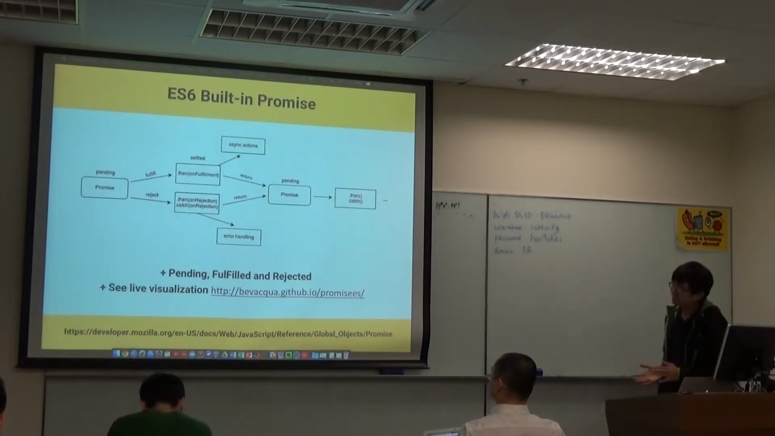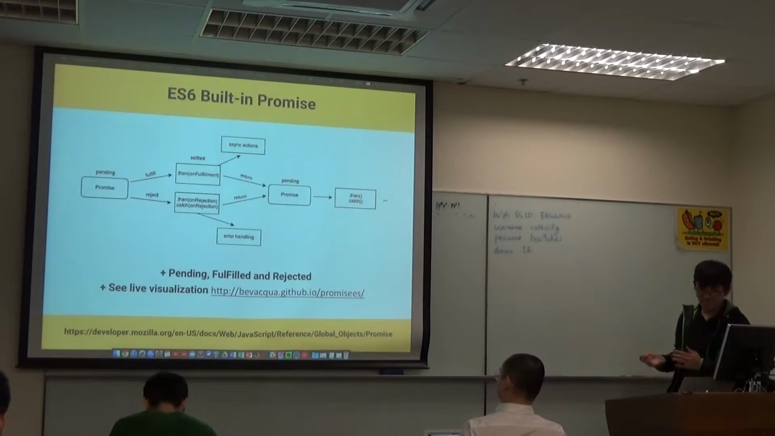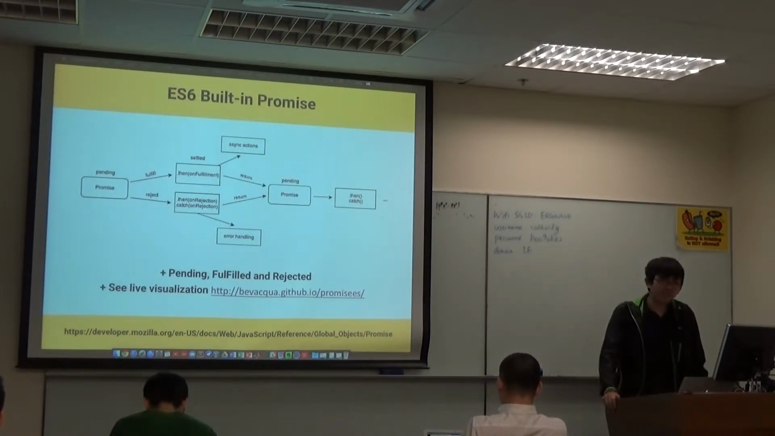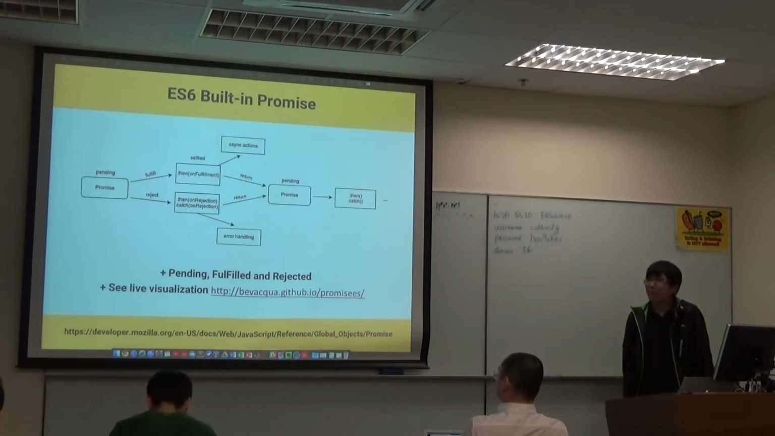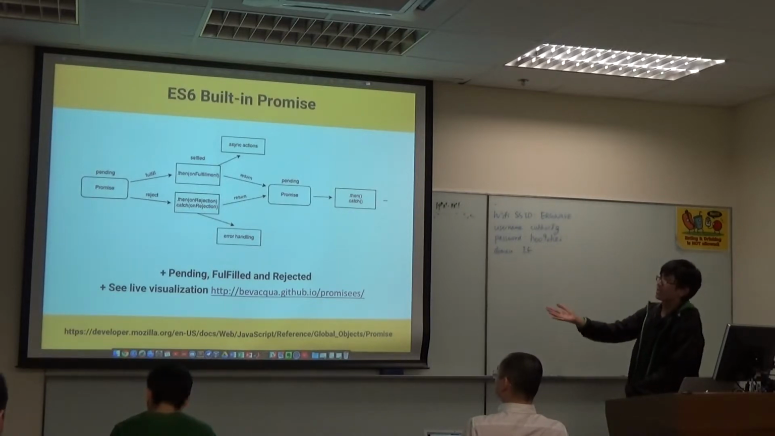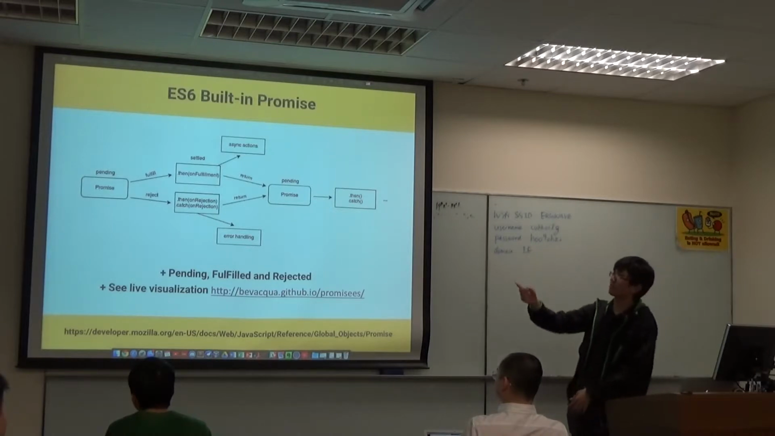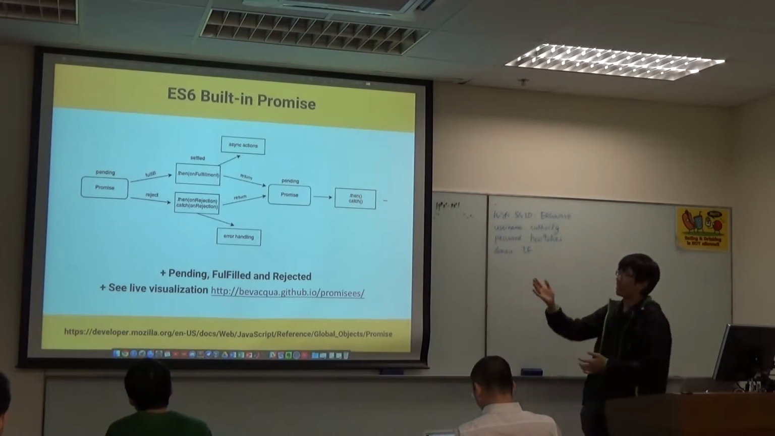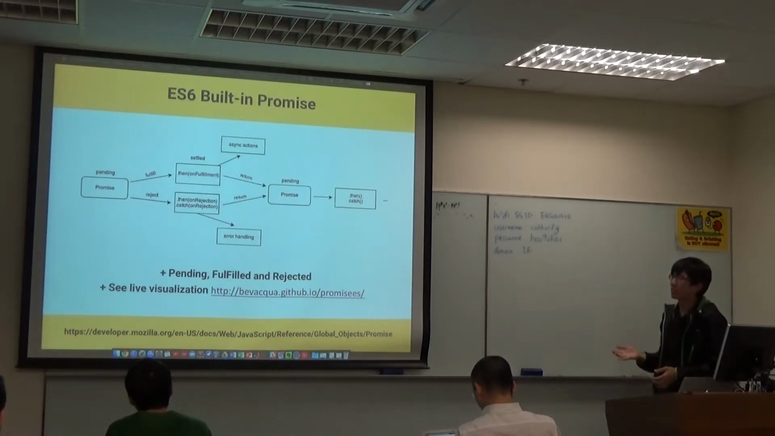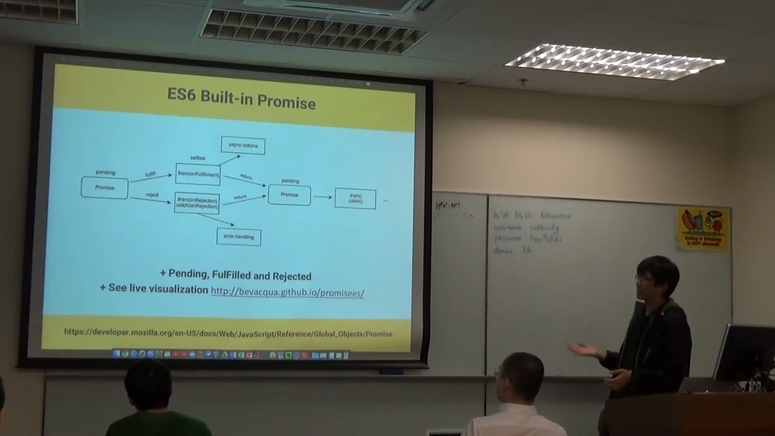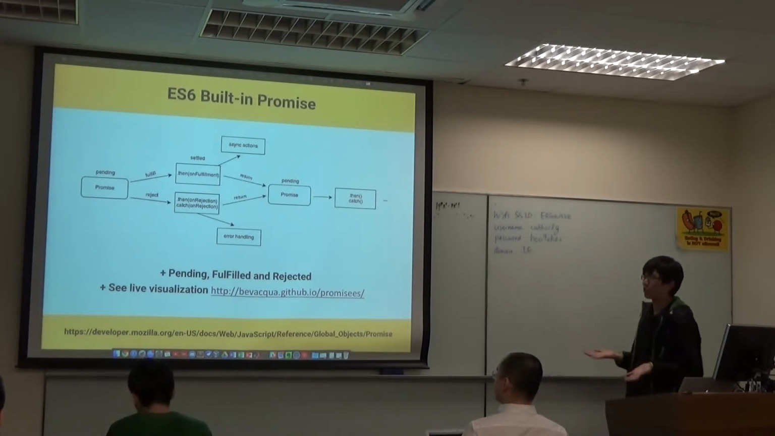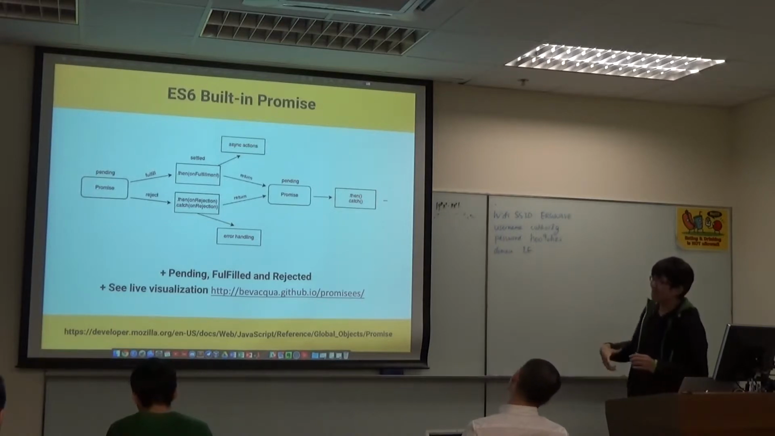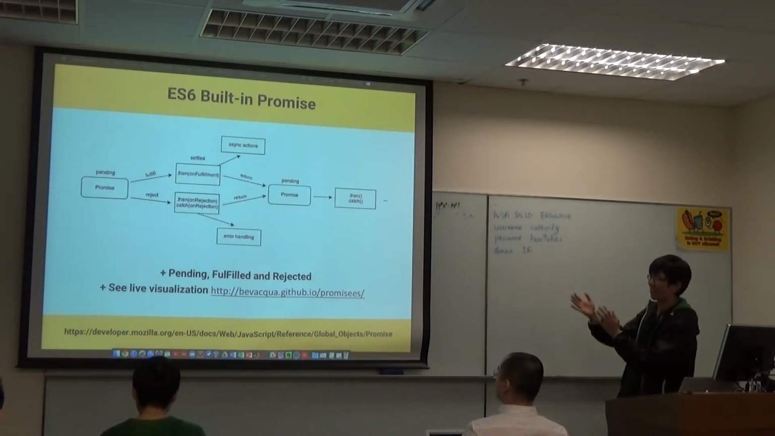So what is a promise? A promise represents an action that has not completed yet, but is expected in the future. There are 3 states in an ES6 promise. They are pending, fulfilled, and rejected. Pending means the initial state, not fulfilled, not rejected, but it is the initial one. Fulfilled means the operation is successful, and rejected means the operation is bad.